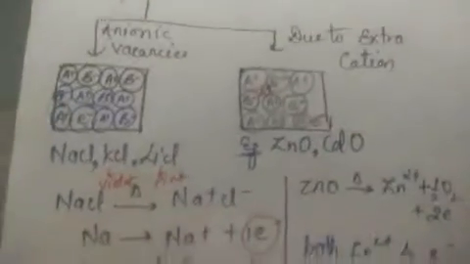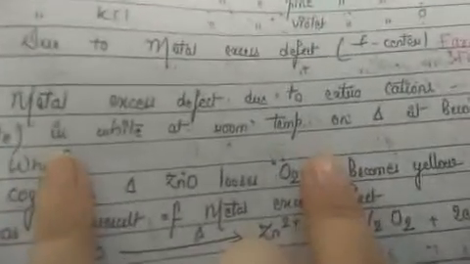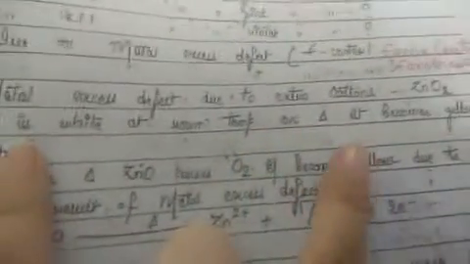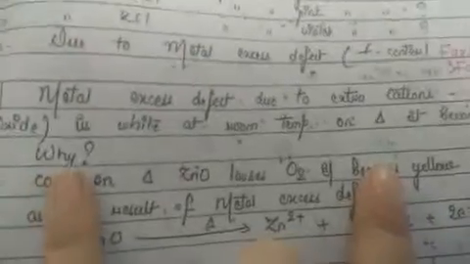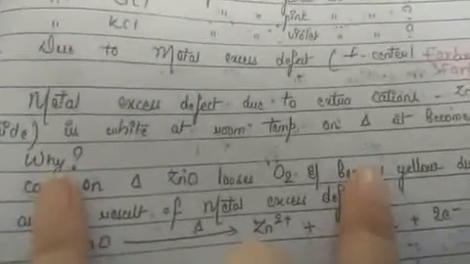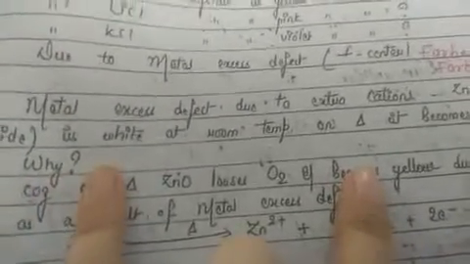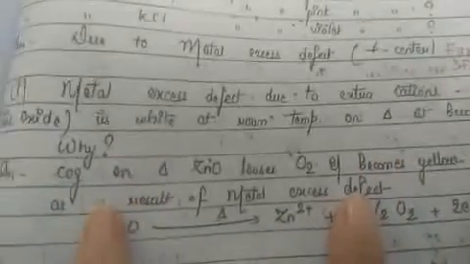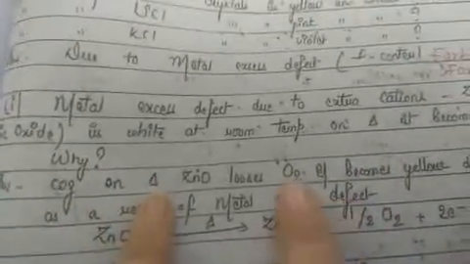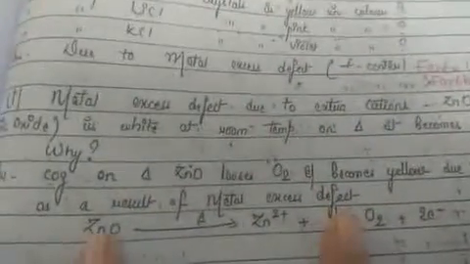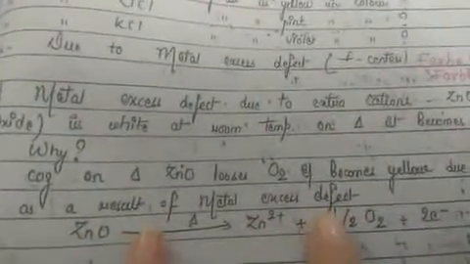In this defect, metal excess defect due to extra cation, the example given is zinc oxide. It is white at room temperature, but on heating it becomes yellow. This is a question which has been asked once in the board exam, and it is given in NCERT very nicely. The answer is because on heating ZnO loses oxygen and it becomes yellow as a result of metal excess defect.